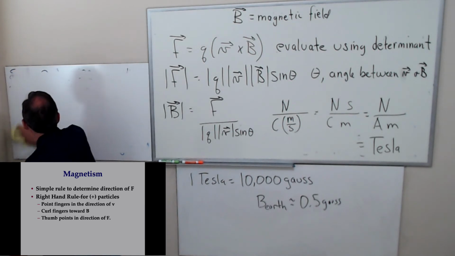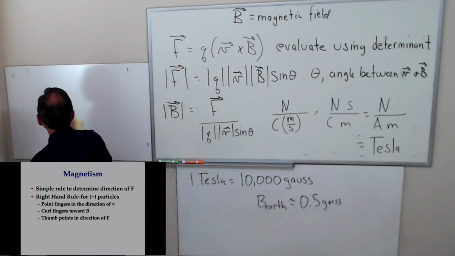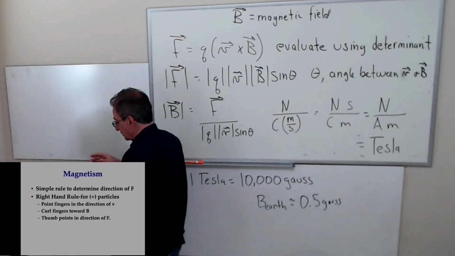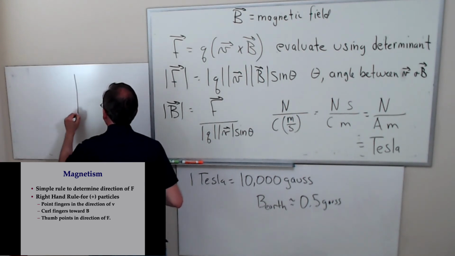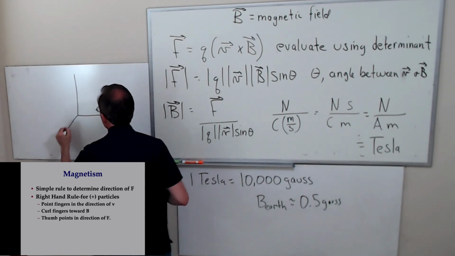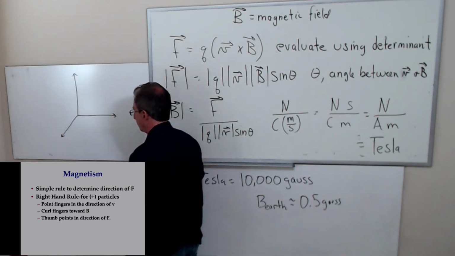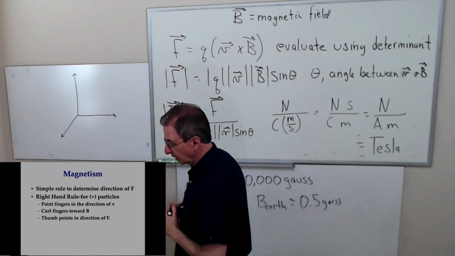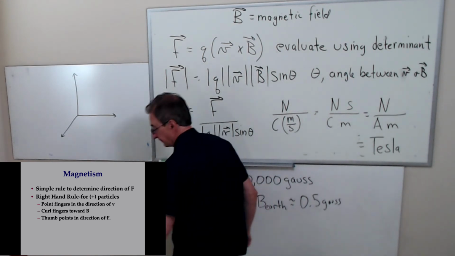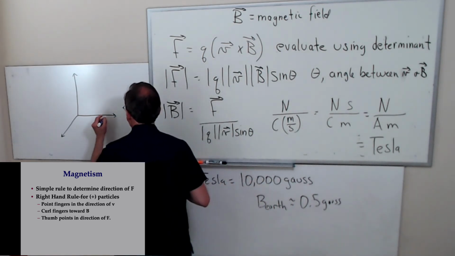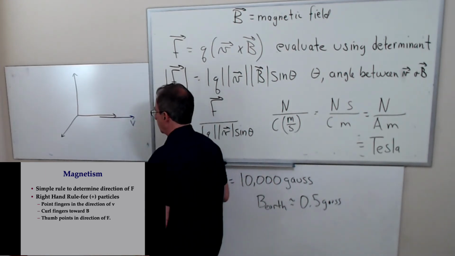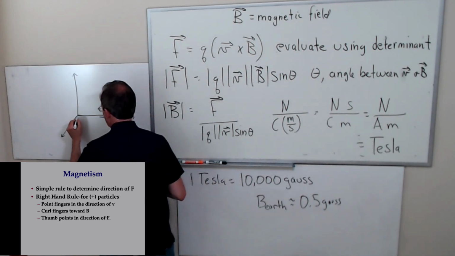So how do we determine the force on a charged particle in a magnetic field? We've got to think 3D. So let me draw a three-dimensional coordinate system. I'm not going to label X, Y, and Z for now. What I'm going to do is this. Let's say we have a particle moving to the right, and the magnetic field is out of the board.